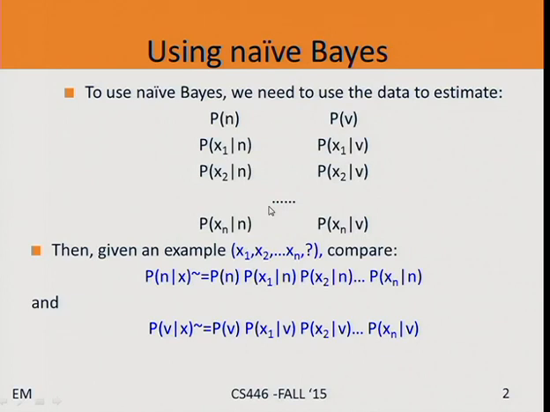I'm going to use naive Bayes, which means I'm going to estimate these parameters: P of N and P of V, the priors, and given N, P of X1 given N up to P of Xn given N, and given V, P of X1 given V up to P of Xn given V. Now you give me an example, say X1 up to Xn with a question mark here, and I'm going to compare these two products. Hopefully, nothing I'm saying here is new or unclear to you. So it's the product of the P of Xi given N compared with the product of the P of Xi given V.